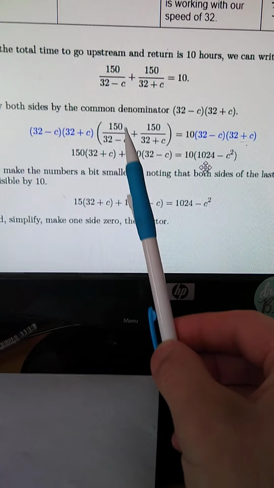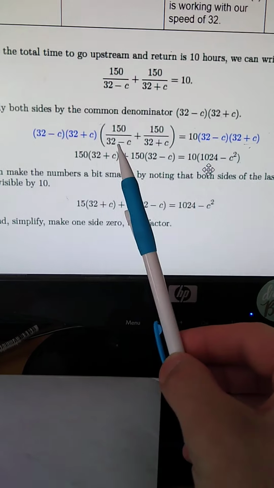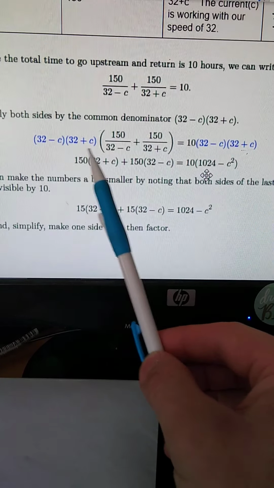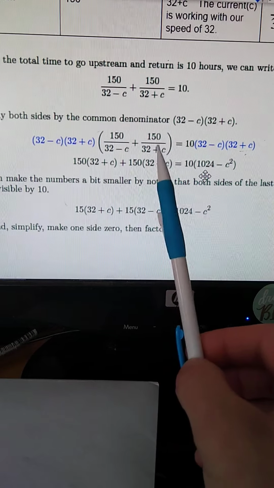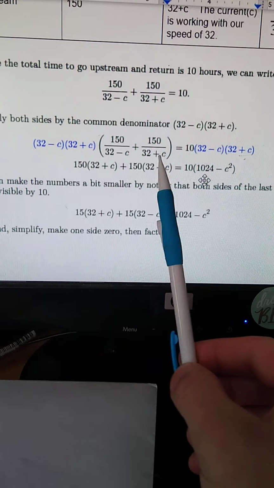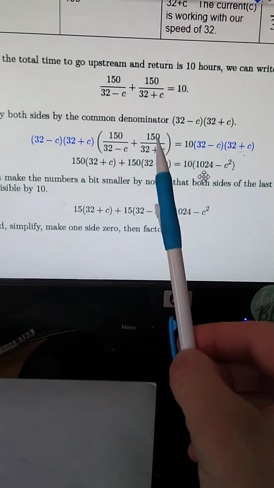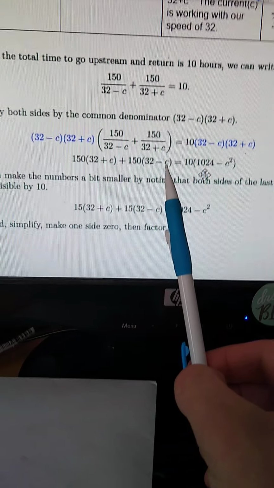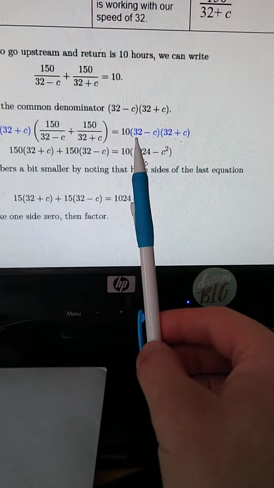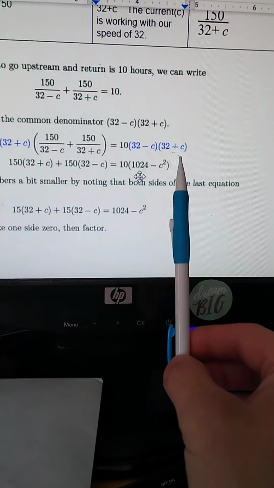So let's deal with the first fraction. When I multiply the common denominator by the first fraction, it's the 32 minus c that cancels, which would leave me with 150 times 32 plus c. Now when I do it for the second fraction, 32 plus c is what will cancel out. So I have 150 times 32 minus c, because the 32 plus c canceled. And over here, I have 10 times, well, nothing cancels, 32 minus c times 32 plus c.